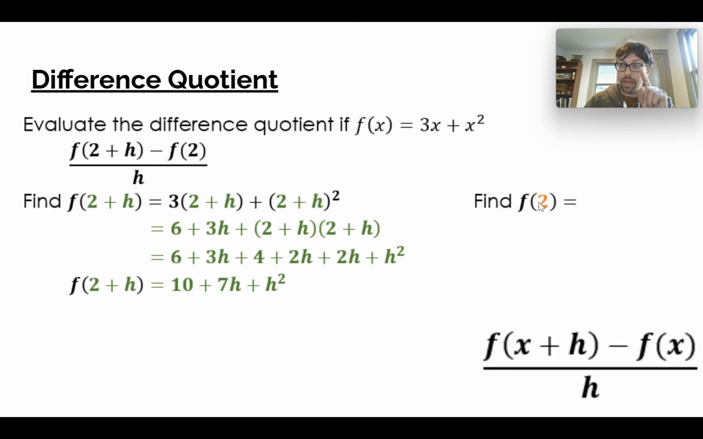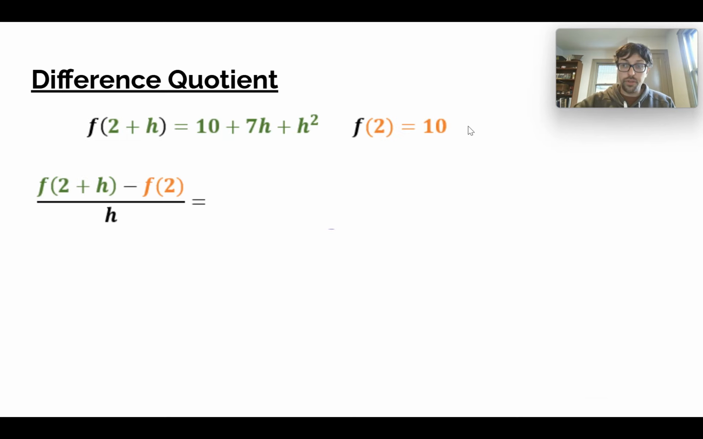Then we also need to figure out what f of 2 is. That'll be a lot simpler. We just need to put a 2 in both of these spots. So 3 times 2 plus 2 squared. 3 times 2 is 6. 2 squared is 4. So f of 2, that's just 10. Okay, cool. That's a lot neater.